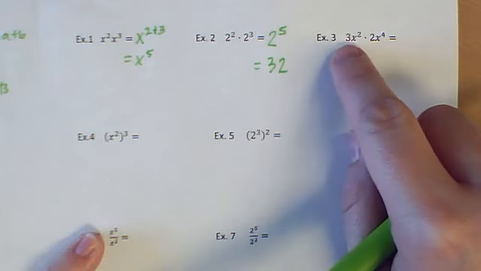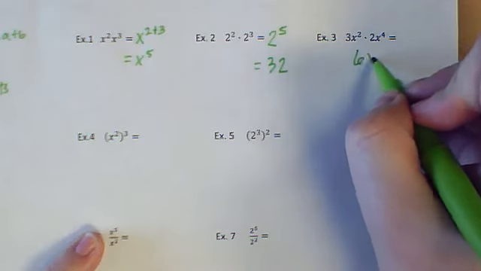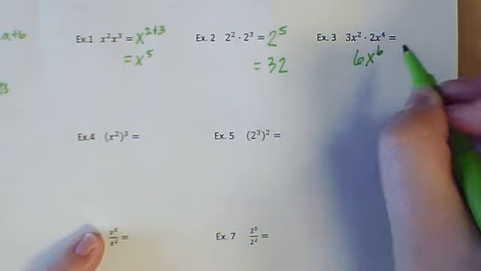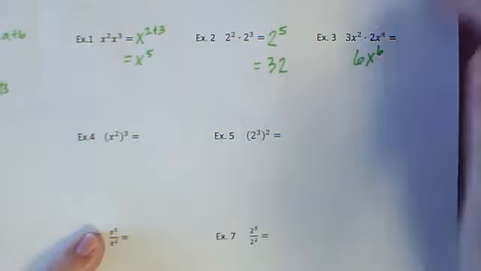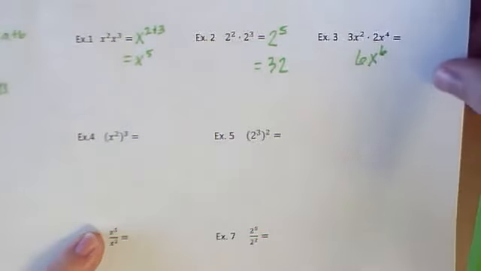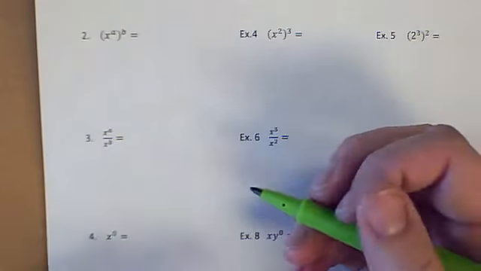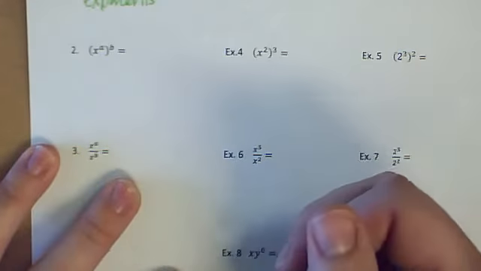Alright, example 3, I'm going to multiply the numbers out front, but add the exponents. So 3 times 2 is 6, 2 plus 4 is 6. So in that case, I end up with 6x to the 6th. And you should remember most of these because we've been doing them throughout basically most of the class.